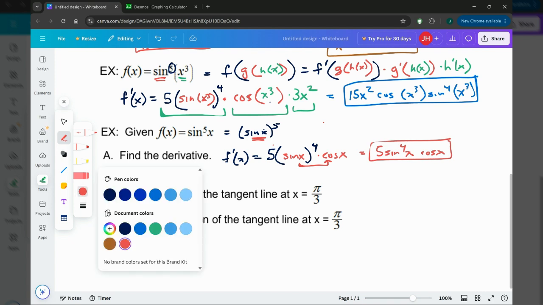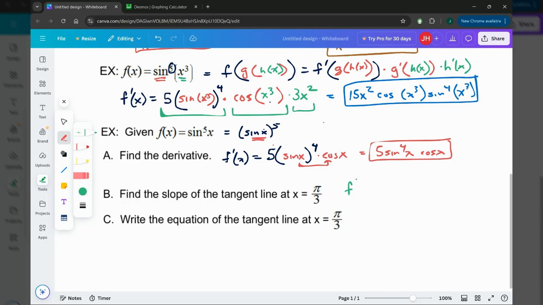Now remember, in order to find the slope of a tangent line, what you have to do is take this number, pi over 3, and plug it into our derivative, so it's going to be 5 times sine of pi over 3. What is sine of pi over 3? Well, that's radical 3 over 2 from the unit circle. What's cosine of pi over 3? Well, cosine of pi over 3 is 1/2. If I multiply this out, radical 3 to the fourth is 9. 9 times 5 is 45. And on the bottom, I'd get 2 to the fourth times 2, which is 32. That is the slope of my tangent line.